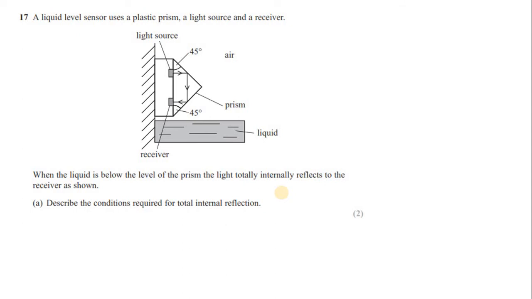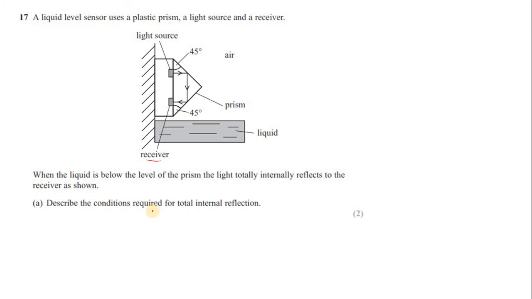Question number 17. A liquid level sensor uses a plastic prism, a light source and a receiver. This is a plastic prism, the light source, and at the bottom we have a receiver. An important thing in this question is the angles of the prism, 45 and 45. When the light is below the level of the liquid, the light totally internally reflects to the receiver as shown. So light is coming from the light source, totally internally reflected, and then again totally internally reflected, arriving at the receiver.